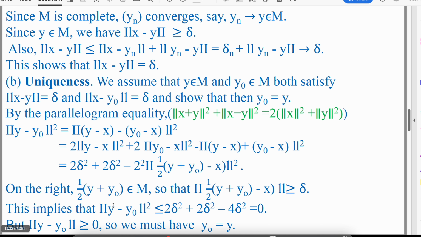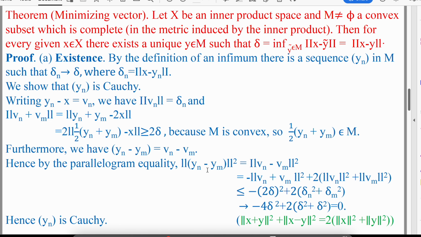So because norm y minus y naught whole square is less than or equal to 0, but norm is always positive, we must have norm y minus y naught equal to 0, or y equal to y naught, or y naught equal to y.